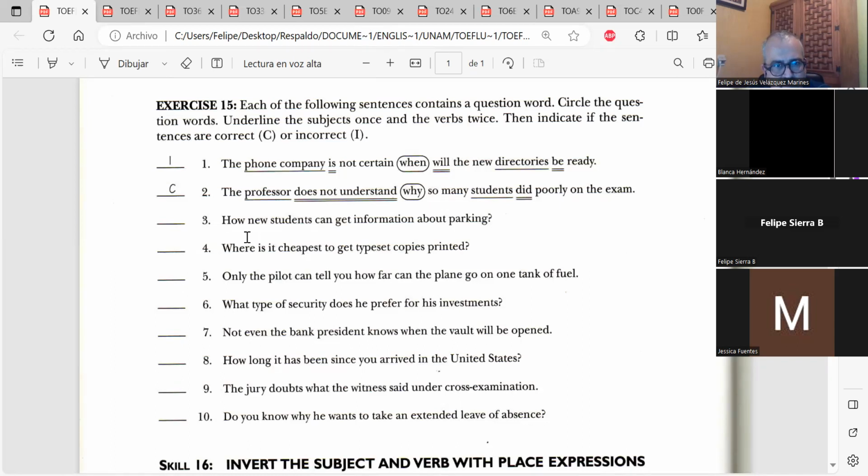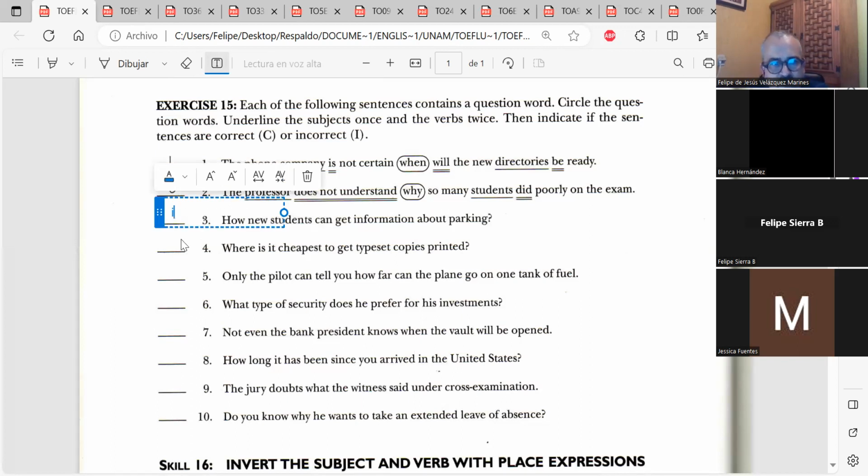Okay, how new students can get information about parking? Pay attention to the question mark. So is it correct or incorrect? Incorrect. Yes. How new students? No, how can new students get information about parking? Yes, very good. Okay. So this sentence is incorrect.